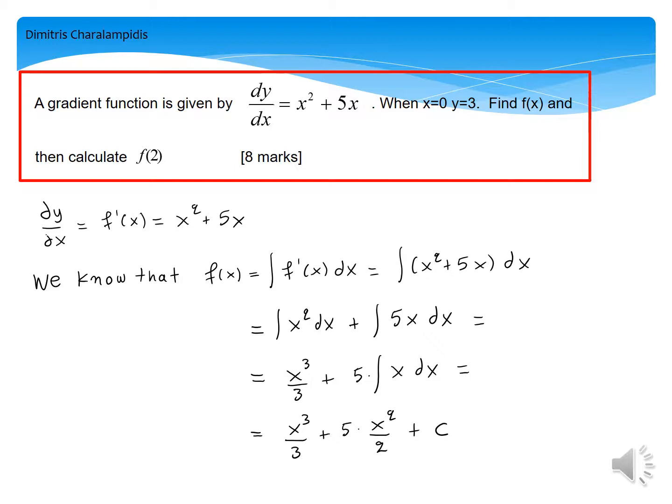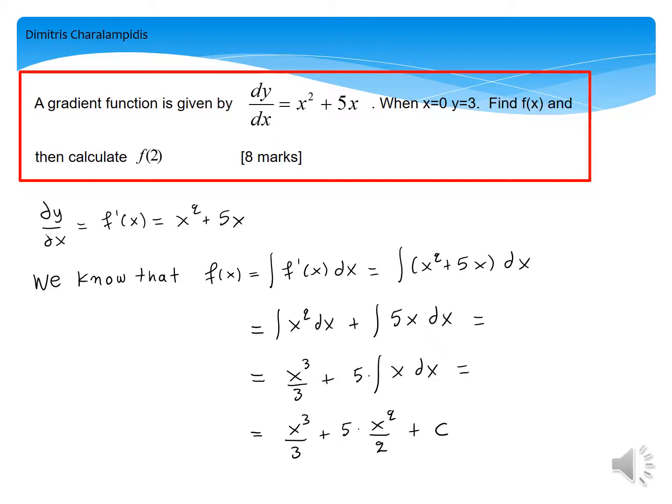We'll begin by noting that dy over dx is actually a different notation for f prime of x, and thus we are given that f prime of x of a function f is equal to x squared plus 5x. Now we know that in general a function f of x is equal to the integral of f prime of x dx, which in our case is translated to the integral of x squared plus 5x dx, and all we have to do is actually find this integral.